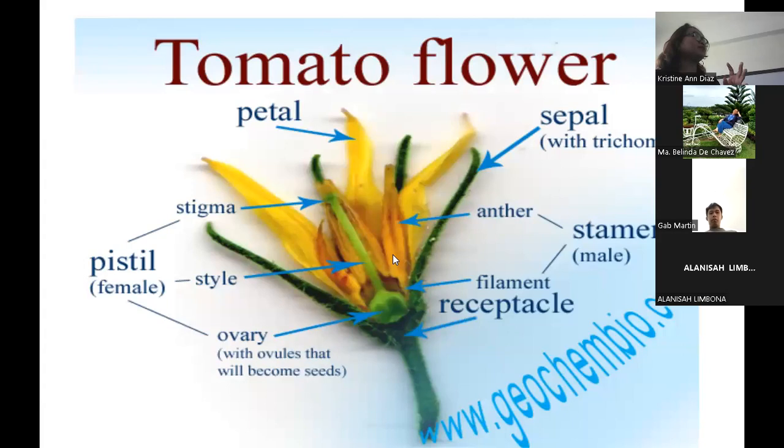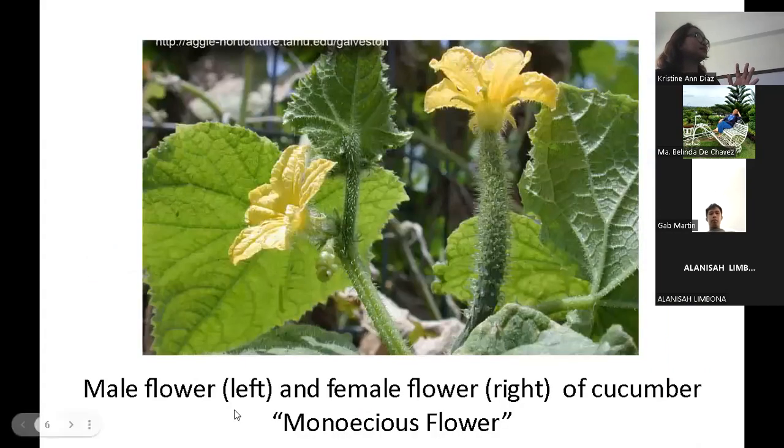So this tomato flower is a perfect flower. And this is the male flower of the monoecious cucumber, and this is the female flower. It is swollen, so when it is swollen, it is female.